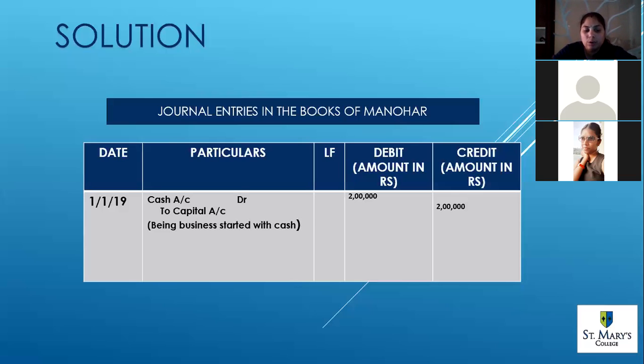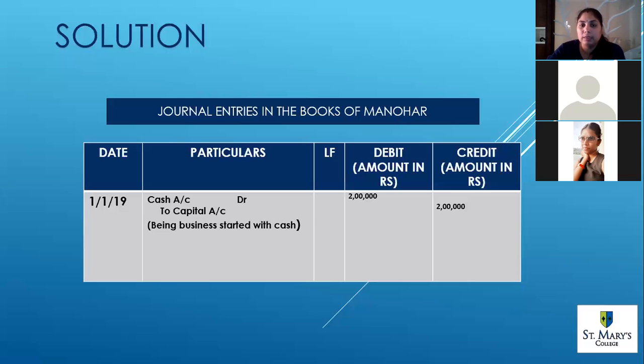the description need not be anything fixed. It can be in your own words, only how you are going to explain that transaction. So right now our transaction was Manohar commenced business with cash. So you can just write it as being business commenced with cash, or being business started with cash, close the brackets.